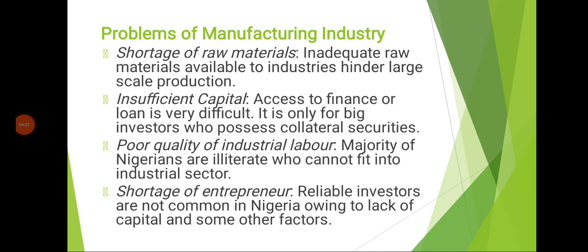Number 3, poor quality of industrial labor. When we say poor quality of industrial labor, majority of Nigerians are illiterate who cannot fit into the industrial sector. Number 4, shortage of entrepreneurs. Reliable investors are not common in Nigeria owing to lack of capital and some other factors.